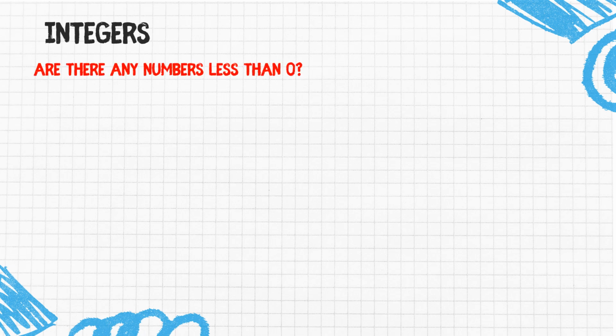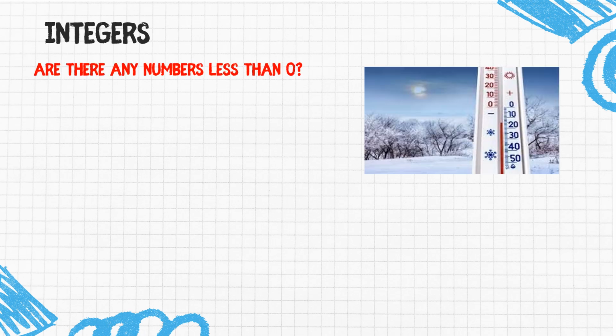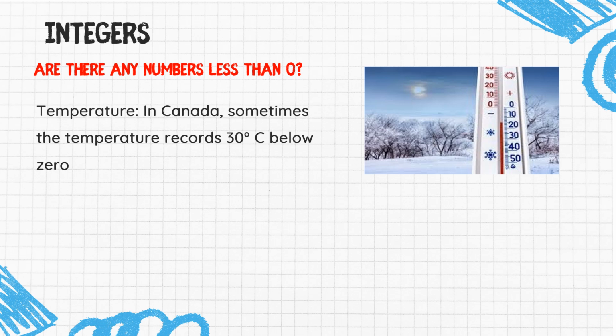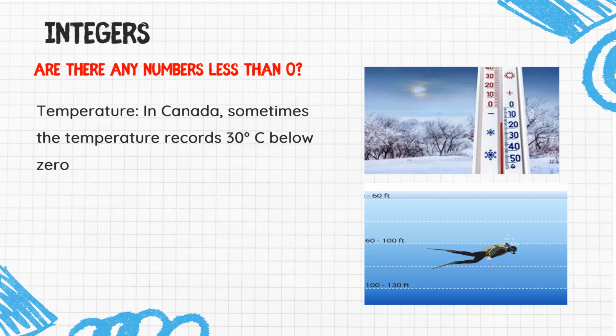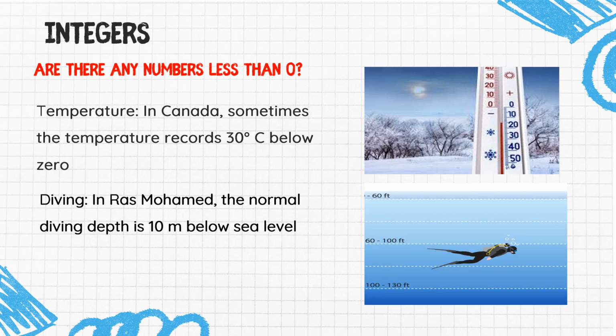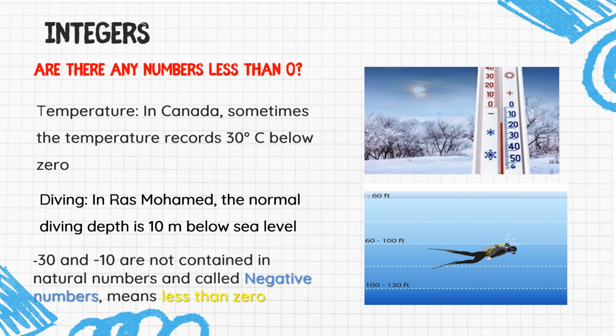Other types of numbers? Yes, there are integers. What are integers? Let's ask another question first. Are there any numbers less than 0? Yes. In winter in Canada, sometimes temperature records 30 degrees below 0. And in diving in Ras Mohammed, the normal diving depth is 10 meters below sea level. So minus 30 and minus 10 are not contained in natural numbers and are called negative numbers, meaning less than 0.